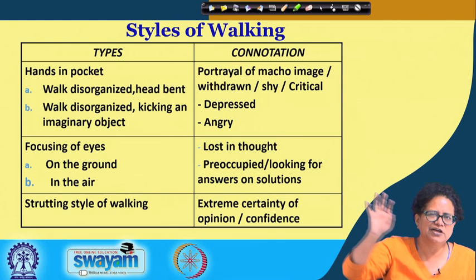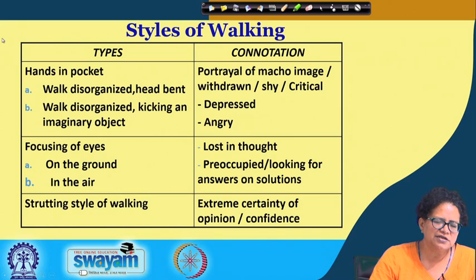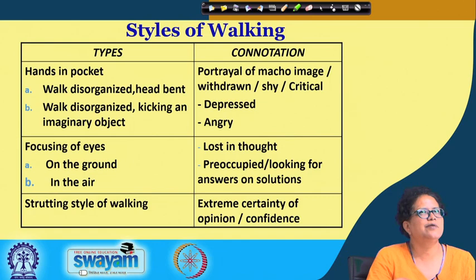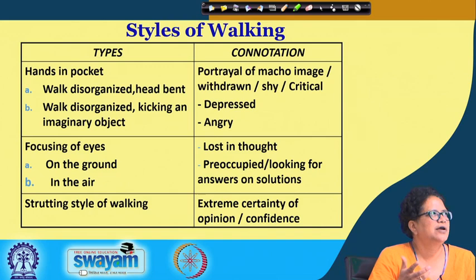Let us come to what your eye movements are when you are walking. If the eyes are focused on the ground, you are lost in your thoughts. But if you are looking at the air and admiring the nature around you, maybe you are preoccupied, and it also might signify that you are looking for some solutions to certain problems.